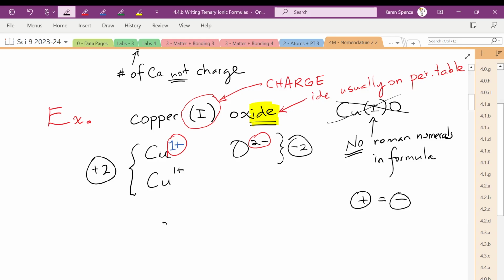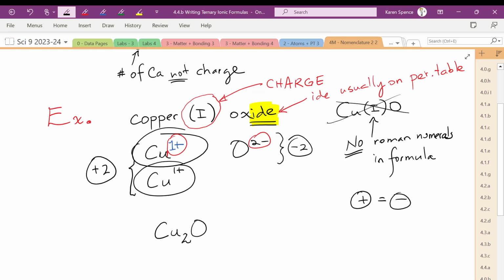So this would be Cu, and we put a 2 to represent the fact that we have 2 of them. And then we will write O. Do we write a little number 1 here? Do we write a number 1? No. We do not write a number 1 because we never write a 1 in a formula. Okay, we just leave it blank, and if it's blank, it means 1. Okay.